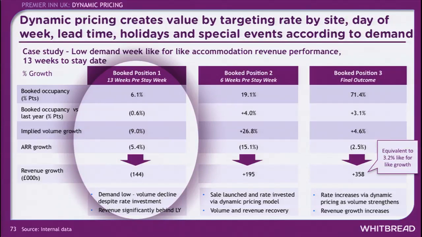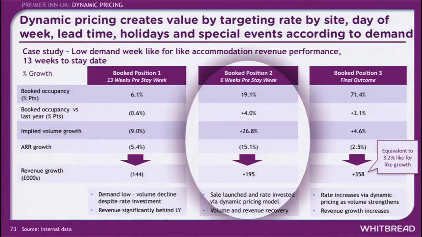Firstly, our dynamic pricing model reflected the softness in demand by lowering the rate. Secondly, the visibility of our trading led to us launching a bigger sale than we had previously planned. By week 6, as you can see in booked position 2, the twin effect of these actions had led to a turnaround of our performance. On the back of that rate investment, we had driven strong volume growth and started to build a positive revenue position of £195,000, as you can see illustrated in the centre of the chart.